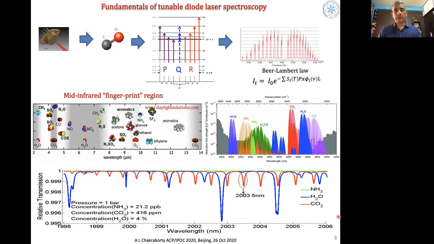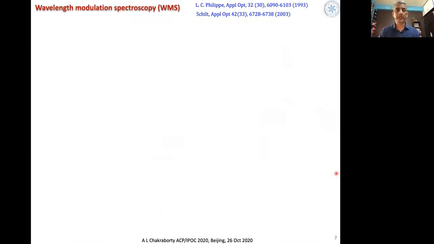But direct detection, where you simply shine light like that and place a photodetector on the other end, is not very sensitive, although it is very simple. So that is why people have moved into the area of wavelength modulation spectroscopy, which offers much higher sensitivity.